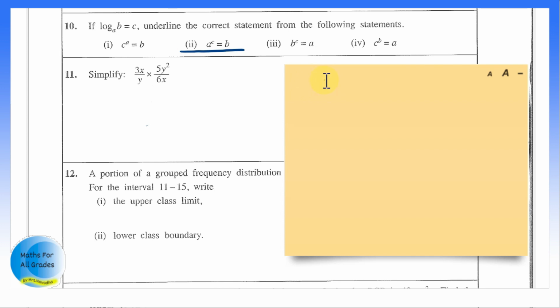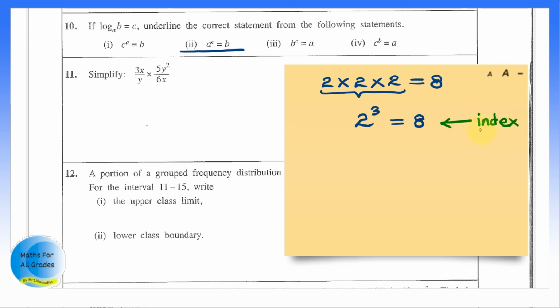First of all, I'll take this example to explain this question. 2 times 2 is 4. 4 times 2 equals 8. We can shorten this expression into 2 to the power 3. So 2 to the power 3 equals 8. Now this is the index form. We read this as 2 to the power 3 equals 8. 3 is the power. 2 is the base value. Let's say 2 is the base, and 8 is the desired value.